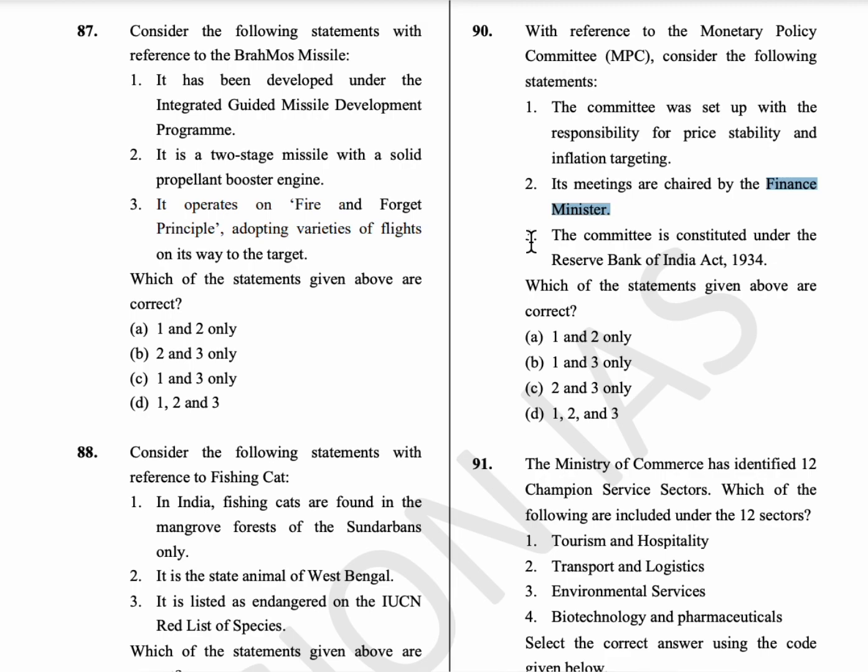Third statement is the committee is constituted under the RBI Act of 1934. So 1 and 3 statements are correct. So option B.